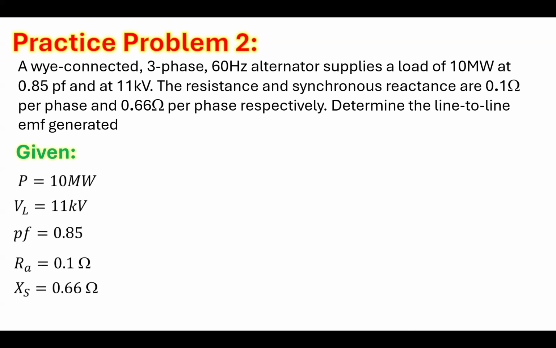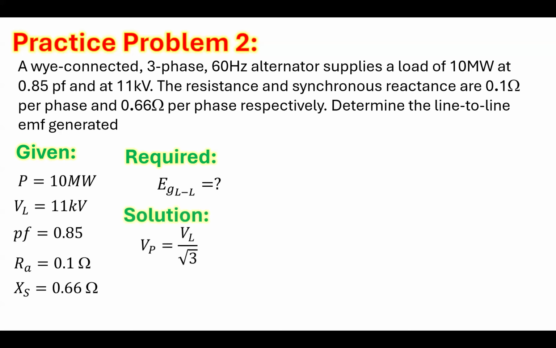So first, we write all the given. Power is 10 megawatts. The load voltage is 11 kilovolts. The power factor is 0.85. The armature resistance is 0.1 ohms per phase, and the synchronous reactance is 0.66 ohms per phase. So we are asked to solve for the generated voltage line to line.